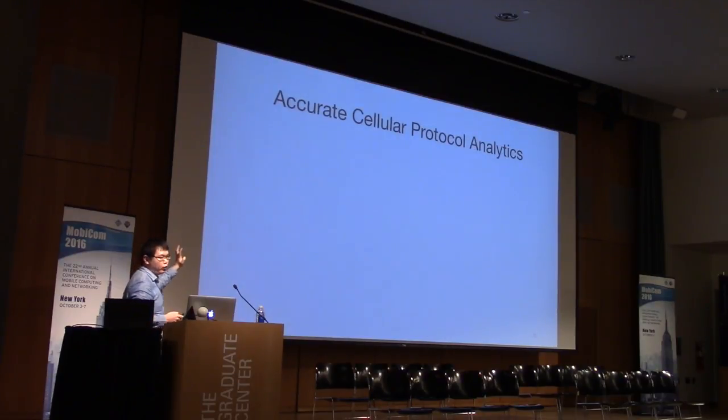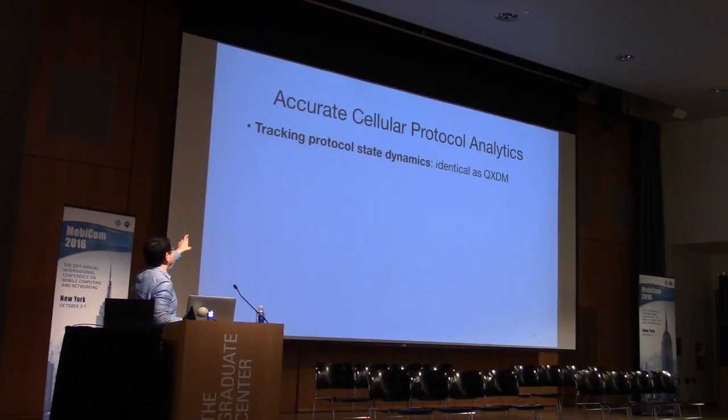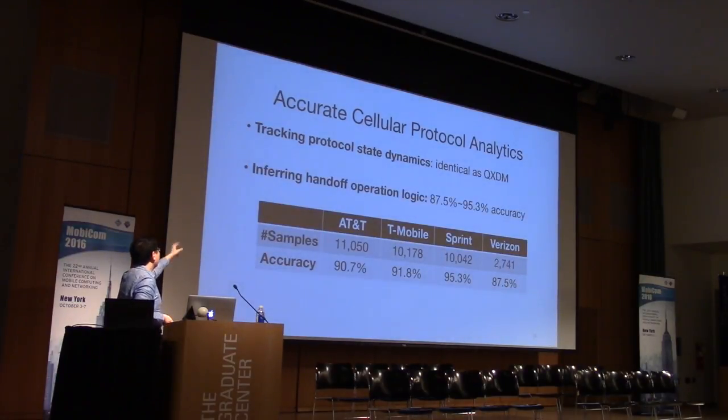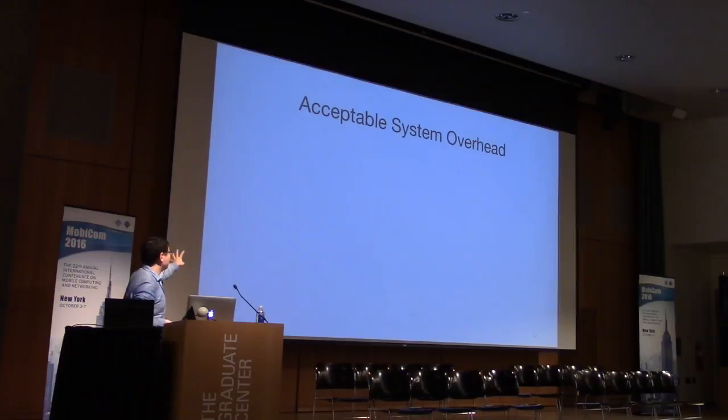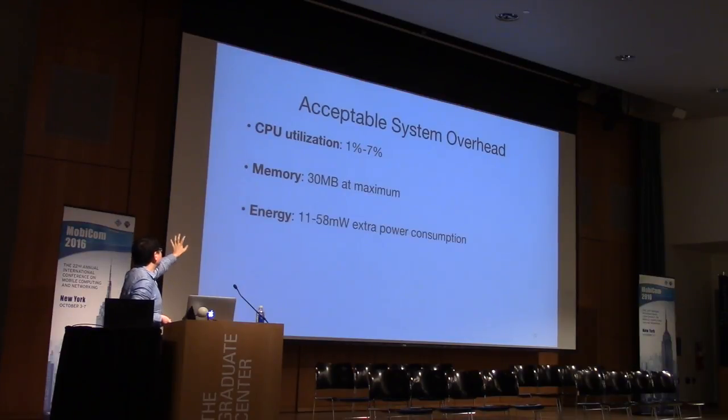MobileInsight performs accurate data analysis. It achieves the same quality as the de facto Qualcomm XDM model for the data. For the network-side operation logic, we don't have ground truth, but we can use cross validation to estimate the accuracy of our inference. For the inferred logic, we find the accuracy ranges from 87% to 90%. MobileInsight also has very reasonable system overhead. The CPU usage ranges from 1% to 7%. Its memory is roughly 7 megabytes. Its energy cost is roughly 1150 milliwatts of extra power.